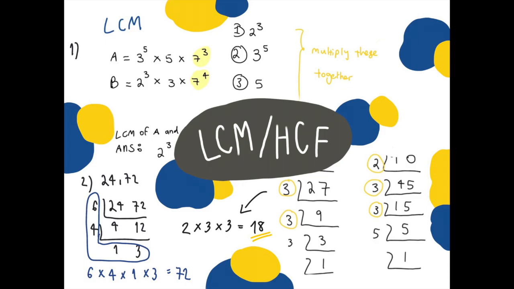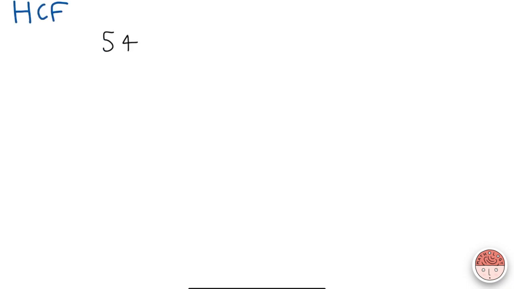In this video, we're going to be covering the highest common factors and lowest common multiple. Here, we want to find the highest common factor of 54 and 90.